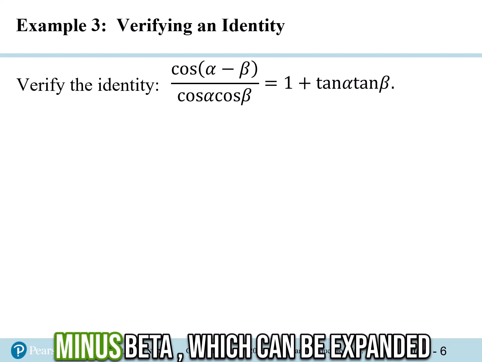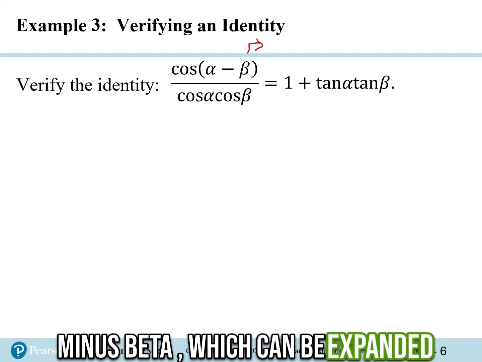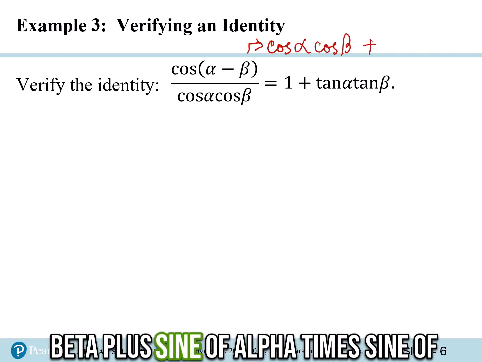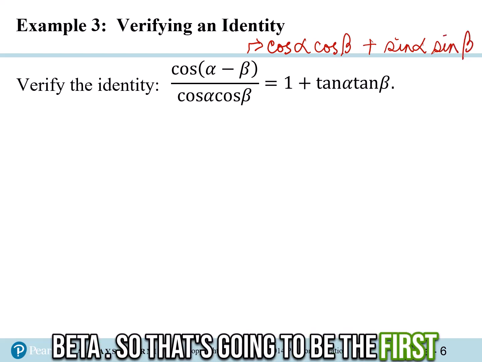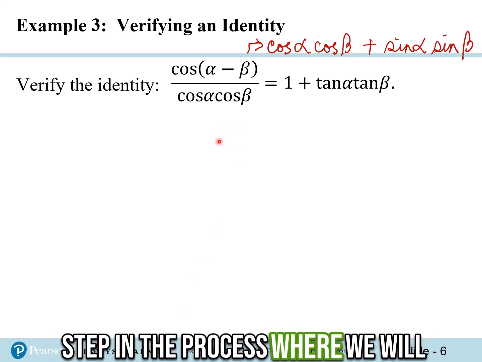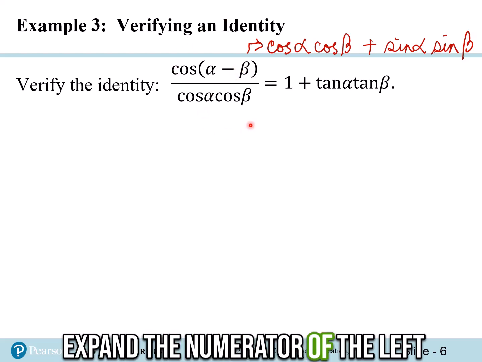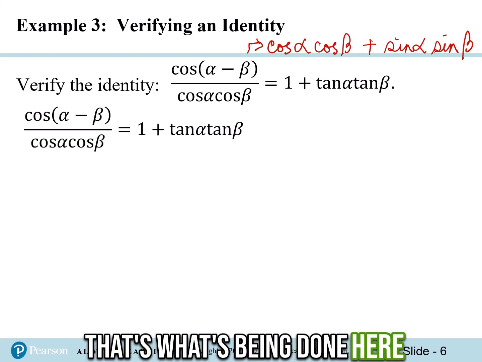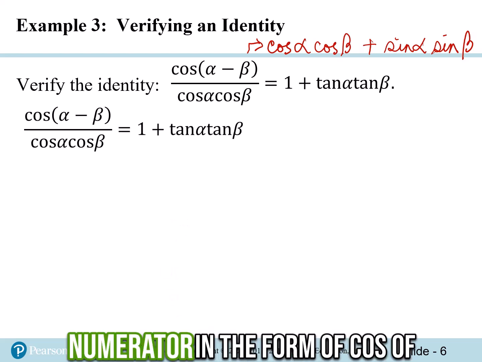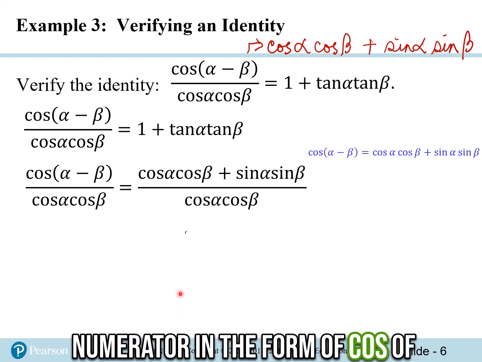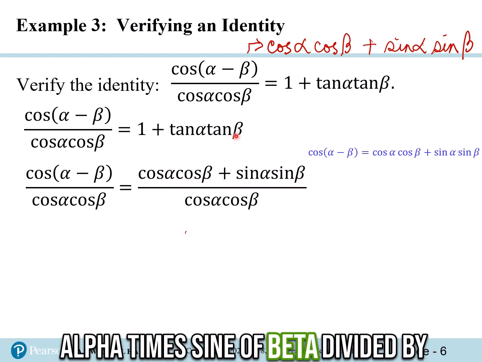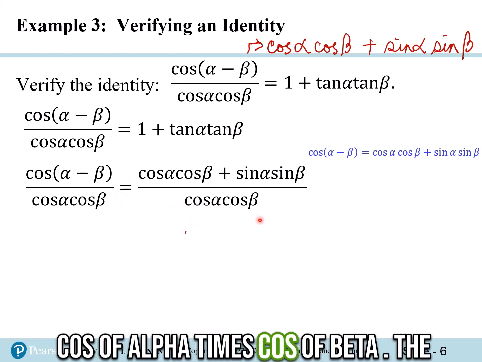Cos of alpha minus beta, which can be expanded in the form cos of alpha times cos of beta plus sine of alpha times sine of beta. So that's going to be the first step in the process, where we will expand the numerator of the left-hand side of the expression. And that's what's being done here. They have written out the numerator in the form of cos of alpha times cos of beta plus sine of alpha times sine of beta divided by cos of alpha times cos of beta.